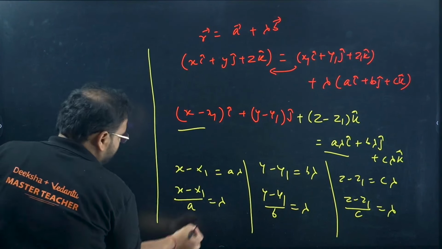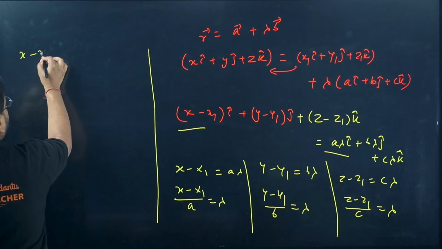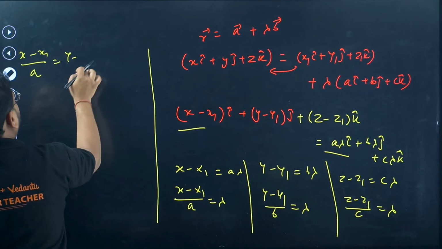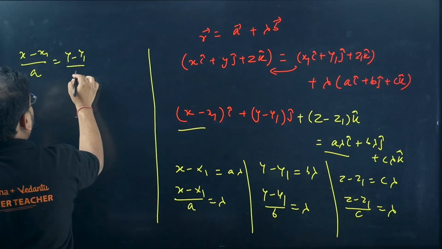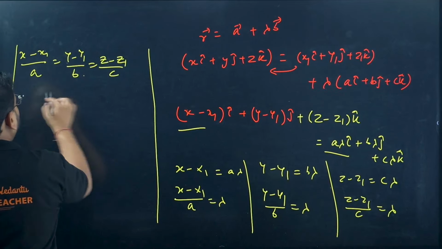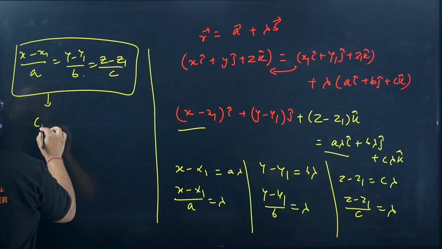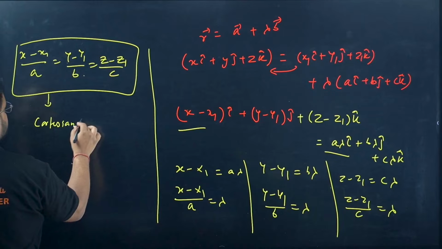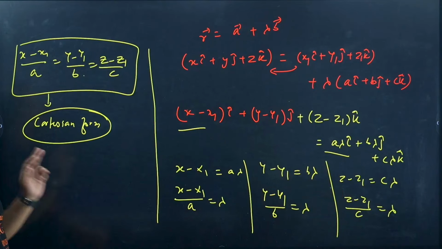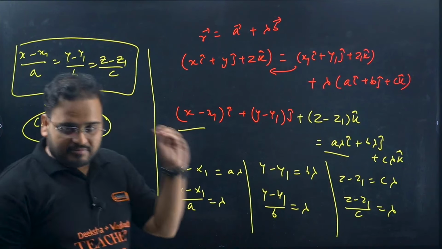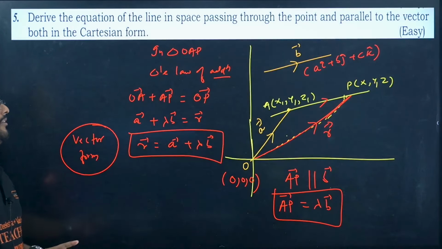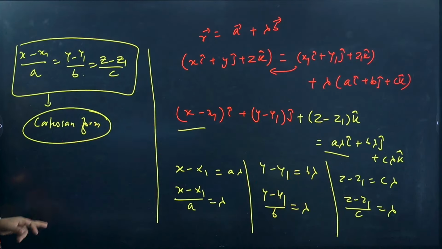it means I can make the Cartesian form directly over here now. x minus x1 by A, y minus y1 by B, and z minus z1 by C. This right here is your Cartesian form. I hope this makes sense to all of you, both the vector as well as the Cartesian form derivation of a line which is passing through a point which is given and parallel to a line which is also given. Here is the figure, vector form and Cartesian form.